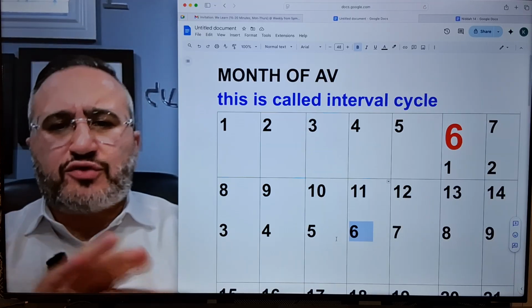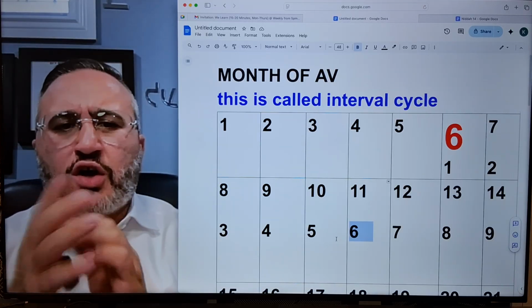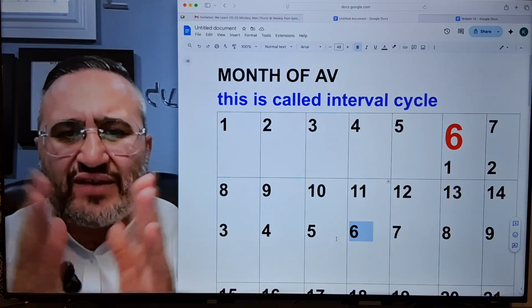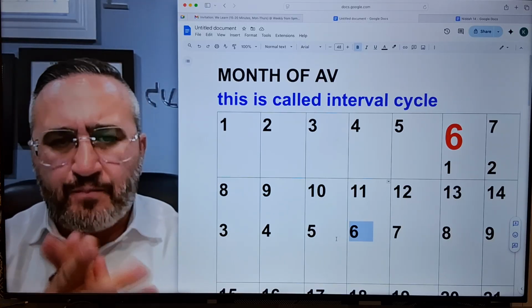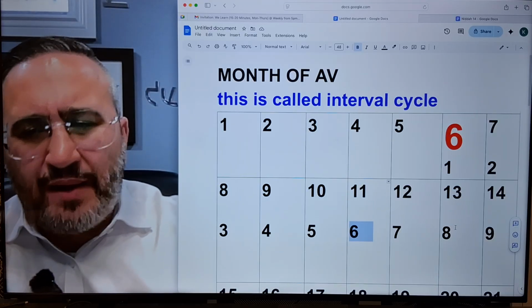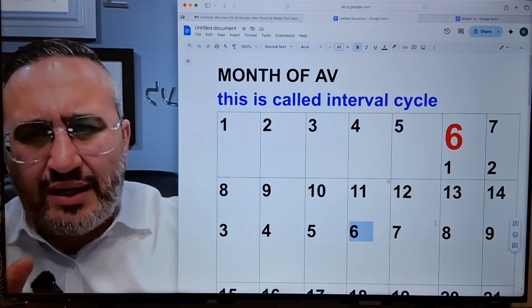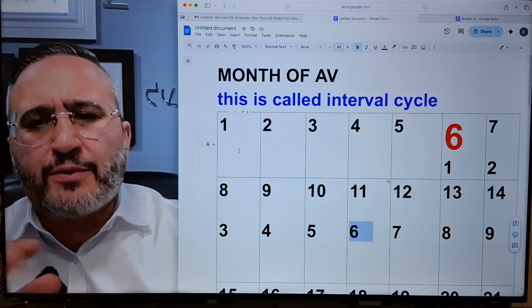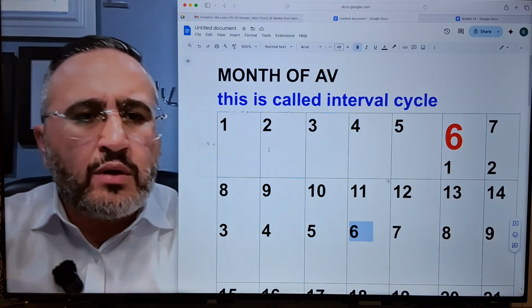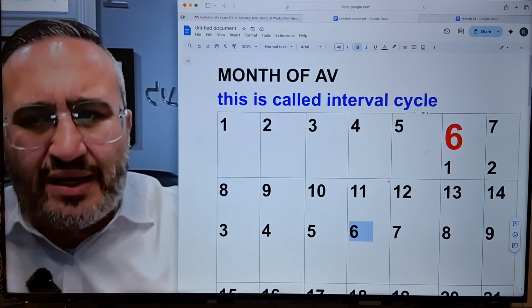Rav David Yosef Shlita in the Sefer Taharat Abayit is going to introduce a new concept, which is called the veset haflaga, the interval cycle. What does that mean? I'm just choosing random dates. I don't want to go with day 1 because I want people to get used to it and know how to calculate. So this is an interval cycle.